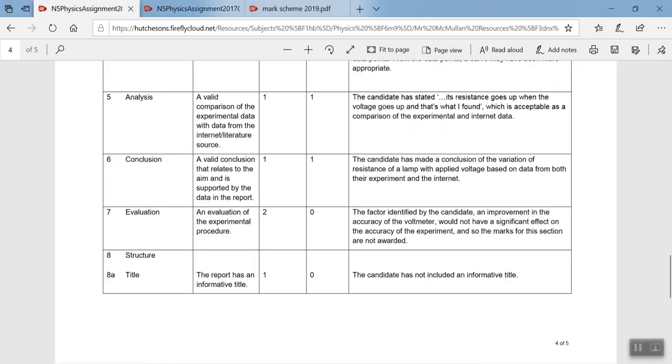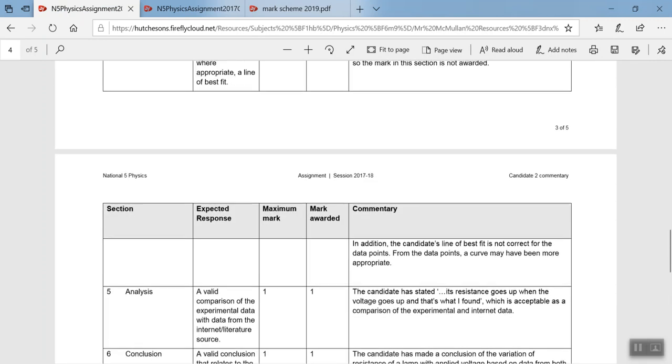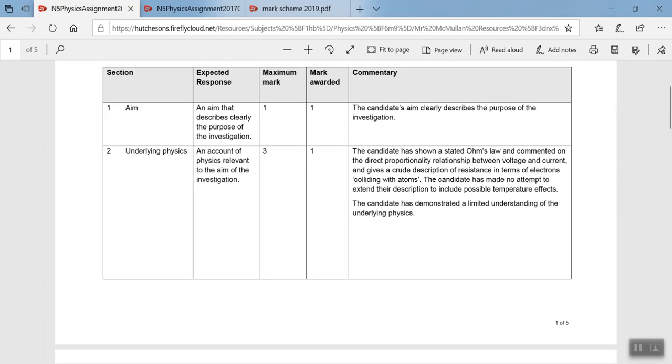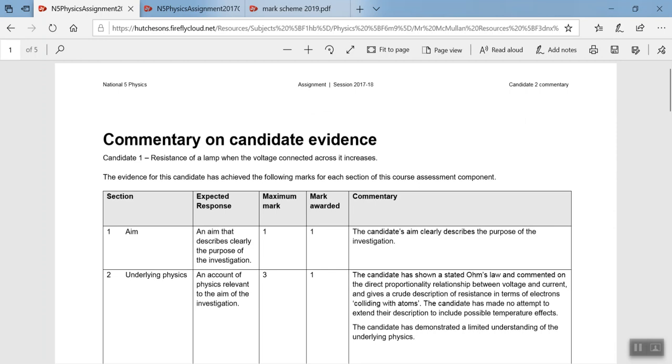Take time, read through their assignment, use this marking scheme, read the commentary from the SQA marker, and decide what you would award the homework. Now that is pasted below in the links. Please take time, watch both these videos, use the documents, and I will look next week at the grade you decided each of the assignments should be awarded.